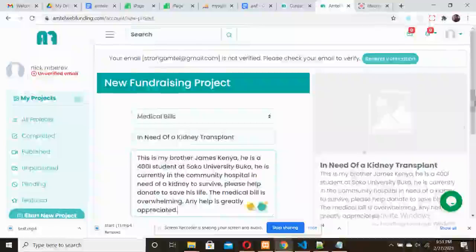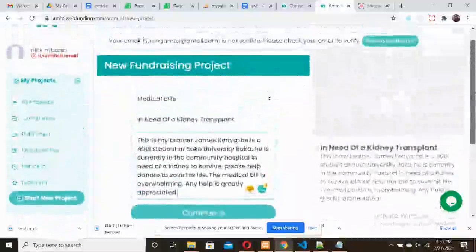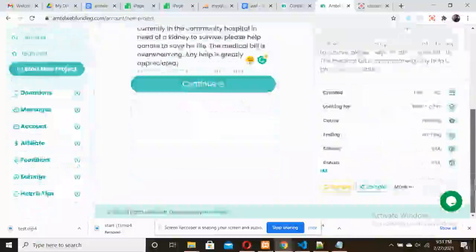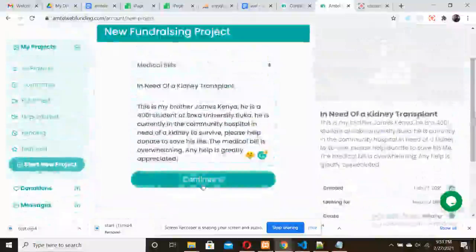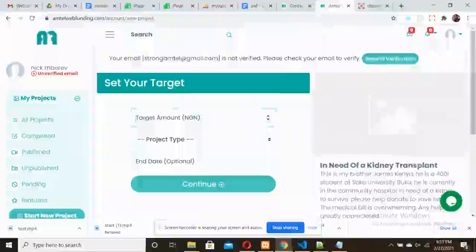On the right, you will see a preview. This preview is supposed to show you how the project is going to look by the time you're done publishing it. And so let us continue. Okay, perfect. Now you have to set the amount you're looking for. In this case, let's say I'm looking for 50,000.